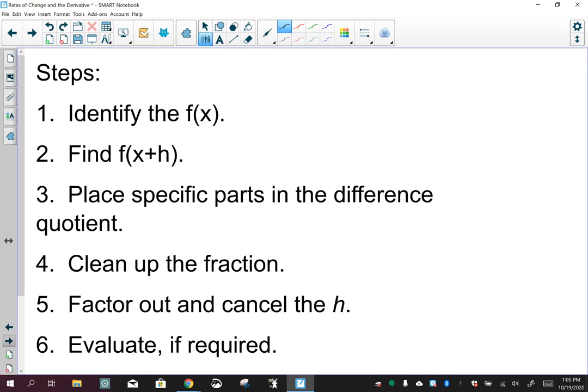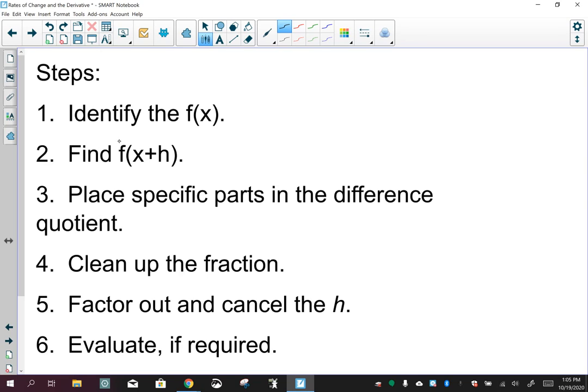This is the way, so this is until you get comfortable with it. Now, once you get comfortable with it, then you can start making changes on your own. But this is just my way of recommending to you how you should approach this problem. So the first one, obviously, identify the f of x. So they're going to give you a problem. So there, f of x defined.